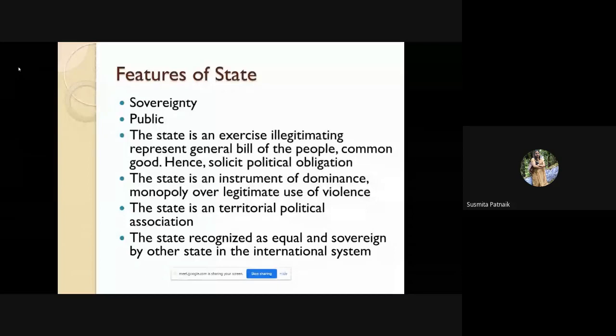Okay, so the first one is called the legitimating. Legitimating means what? The state is legitimate. It is the supreme authority of the people.